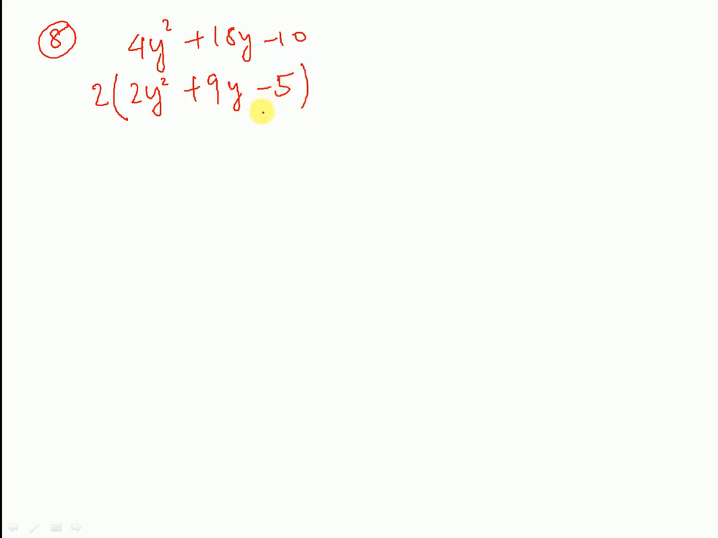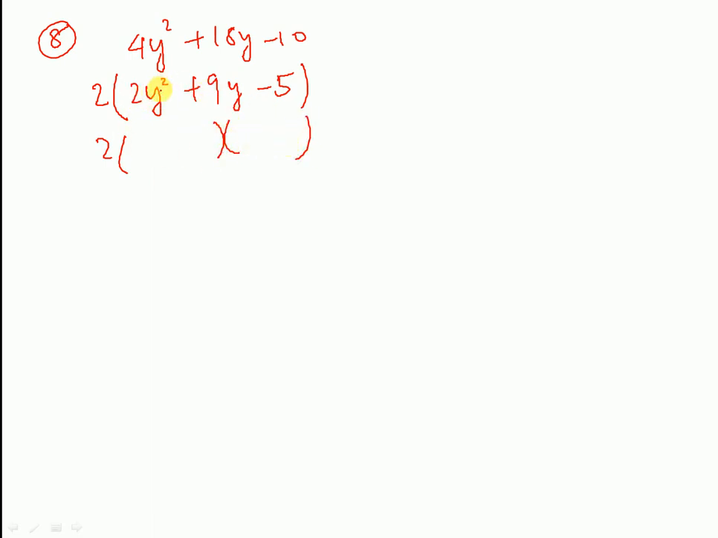Question 8, again, factor out completely. I have 4y squared plus 18y minus 10. Again, 4, 18, and minus 10, there's a factor of 2. I can factor that out. I got 2y squared plus 9y minus 5 for the last one. And again, we can factor this into two other factors.